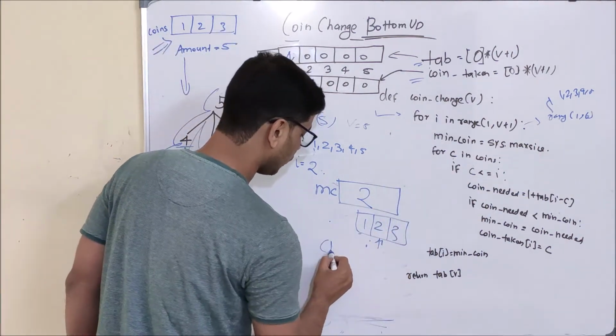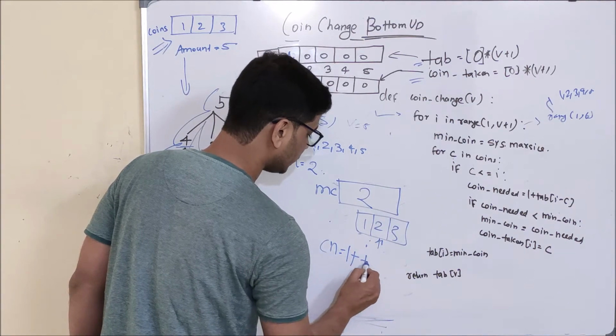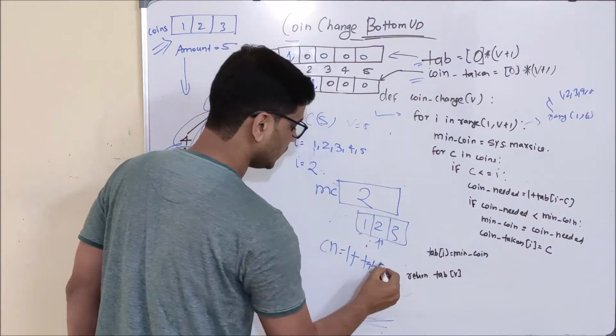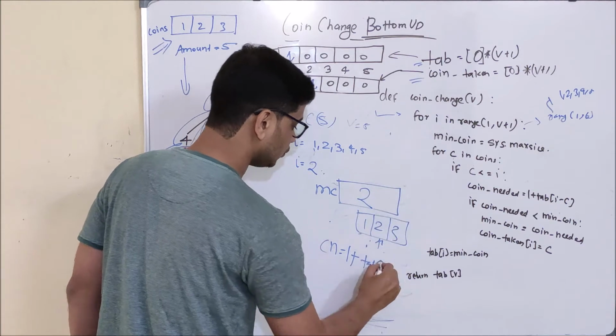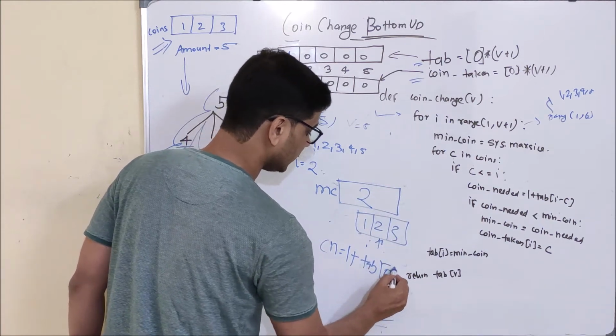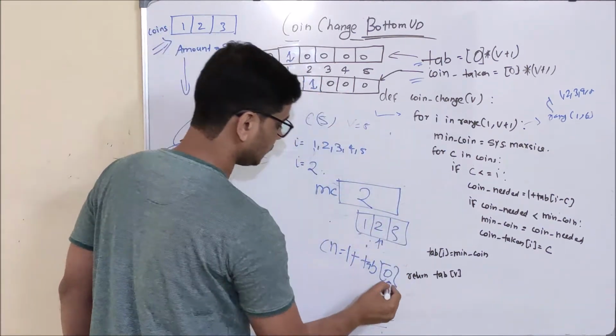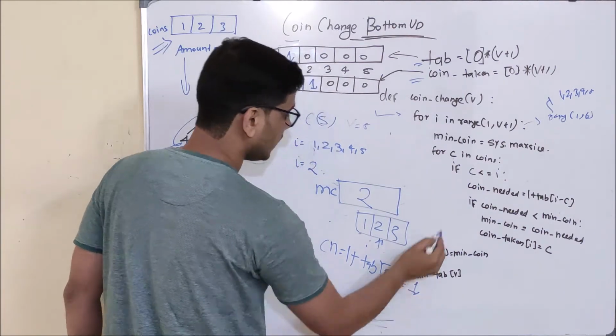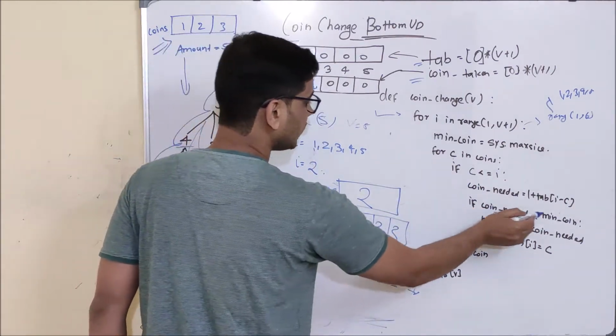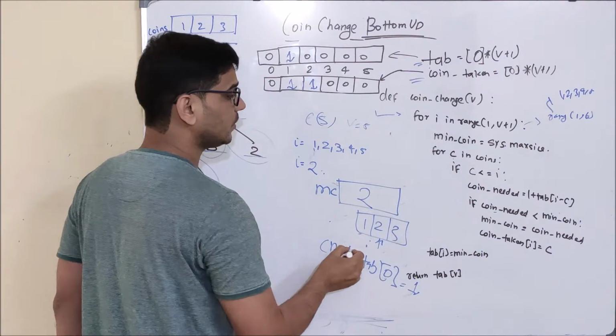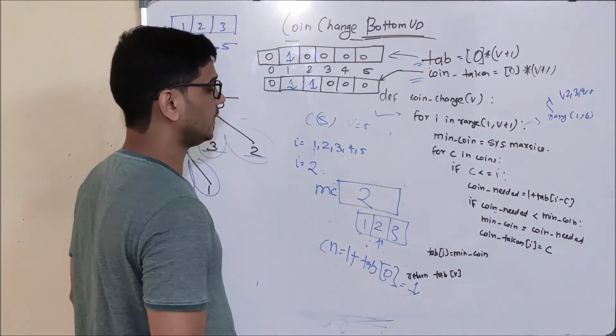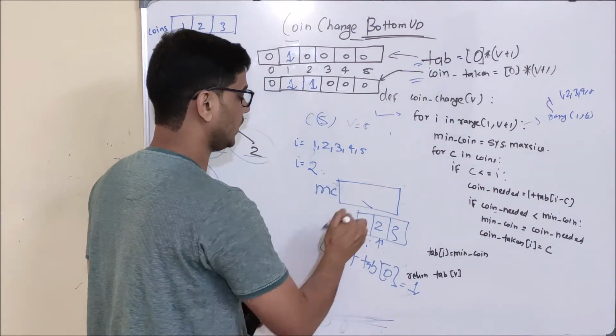I will calculate coin needed. Coin needed equal to 1 plus tab of i minus c. i is 2 and c is also 2. So basically tab of 0, and what is tab of 0? Tab of 0 is 0. So it will be 1. And as you can see here, coin needed is 1, min coin is 2. So this condition will be true. Again I will update min coin and I will make it 1.